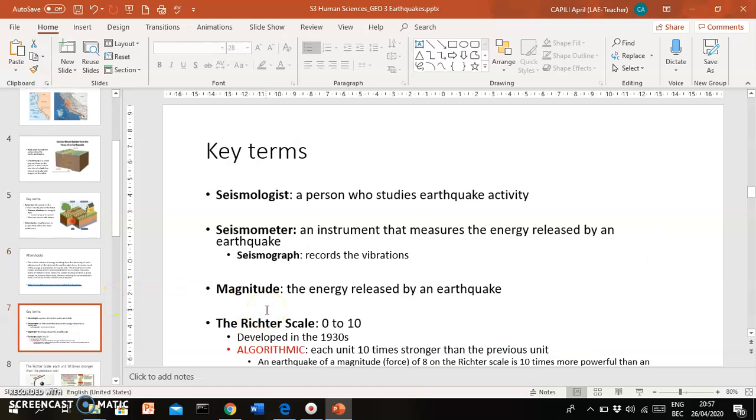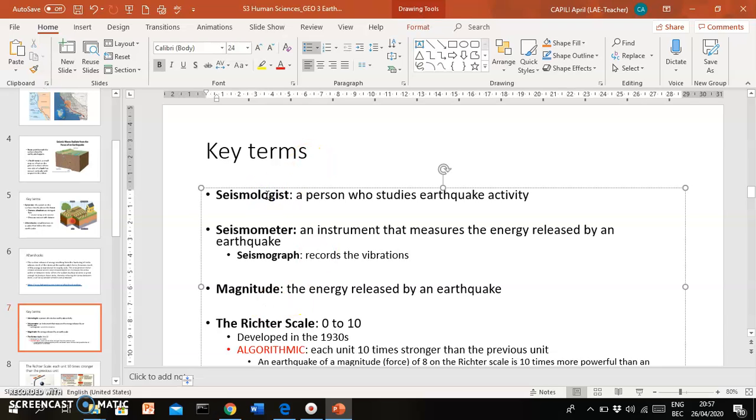Now, how do we know these things? We know these things because there are people who are called seismologists. So these are experts, people who studied earthquakes. They studied geography for a long time, so they understand what happens, how to detect earthquakes, how to measure them, how to measure their energy, what to do, etc.